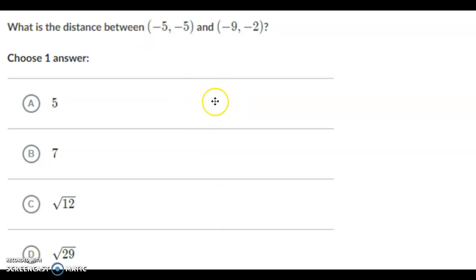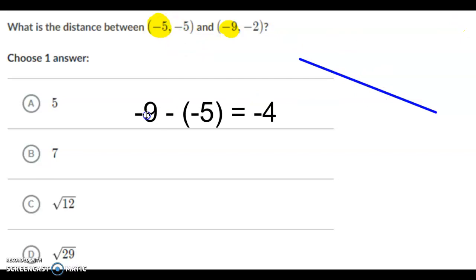Somewhere there's a -5, and somewhere there's a -9 and a 2. And we're asking what's the distance between those points. I guess I could just for fun draw a simple line. Somewhere I'm going to have a line, right? So what I'm going to do is look at my x's, those first two, and subtract them. This -9 minus the -5, I get -4. Then I look at the y's and subtract those, -2 minus -5, and I get 3.